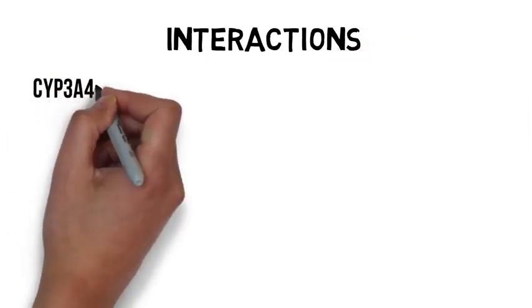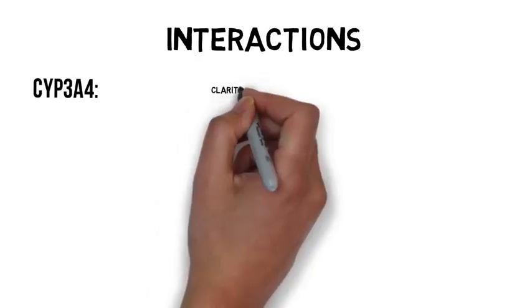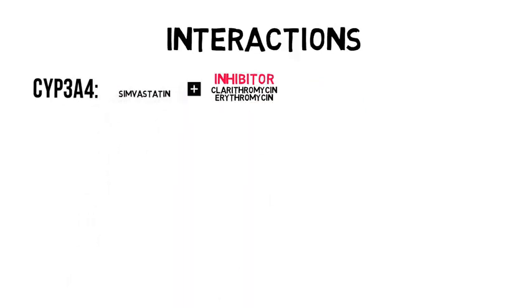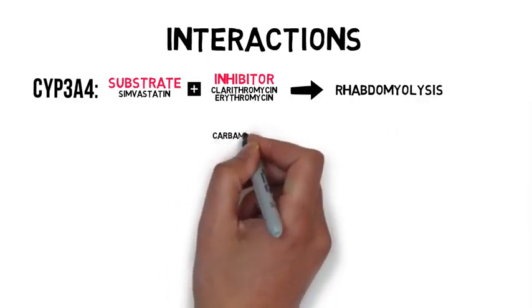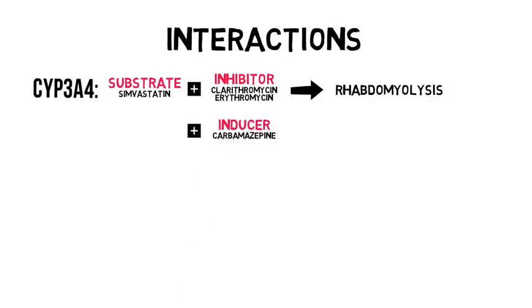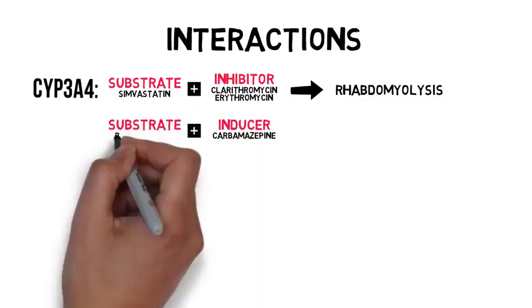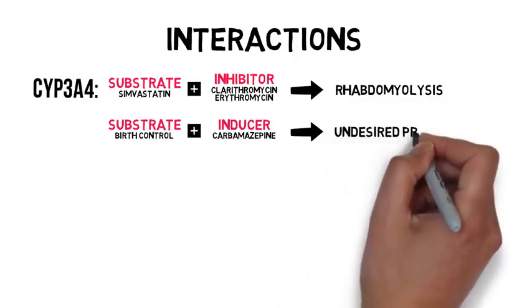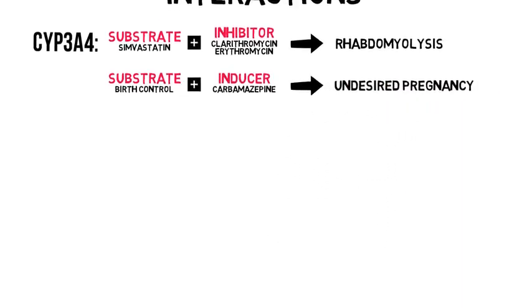For CYP3A4, beware when prescribing macrolides like clarithromycin and erythromycin, as they are strong inhibitors resulting in higher serum levels of simvastatin, which could cause rhabdomyolysis. Carbamazepine, used for treating epilepsy, is a strong CYP3A4 inducer, which could lead to subtherapeutic levels of the birth control pill and thus undesired pregnancy.